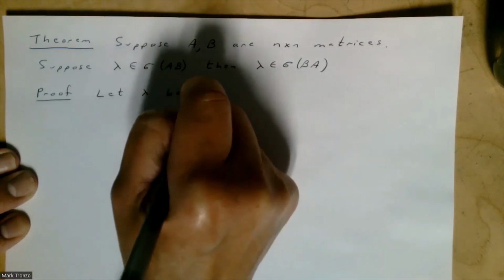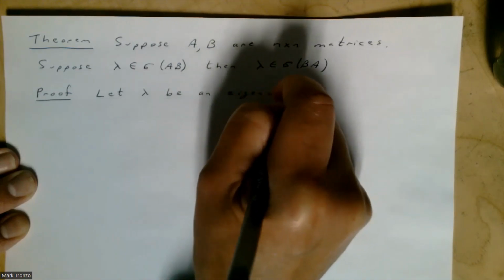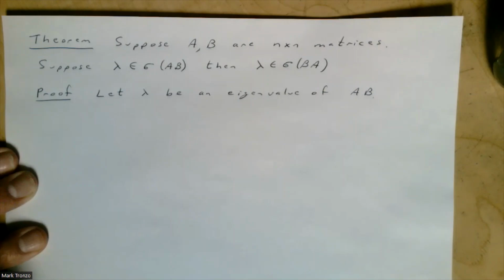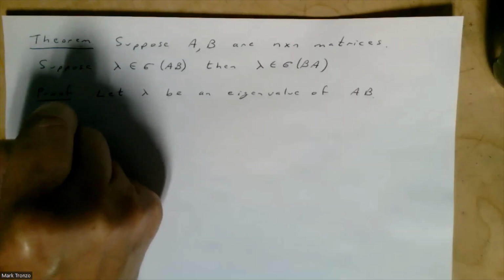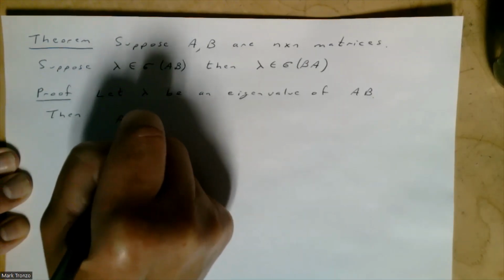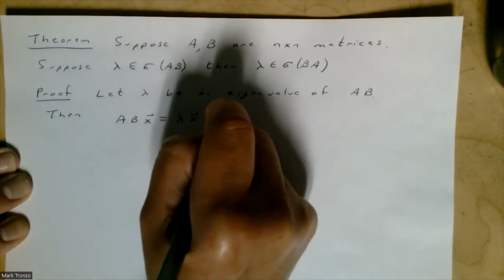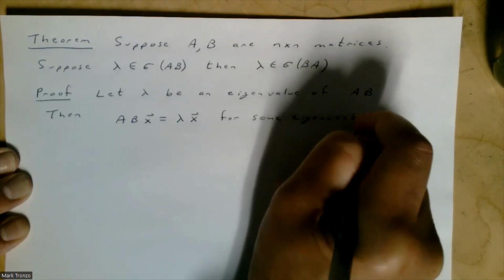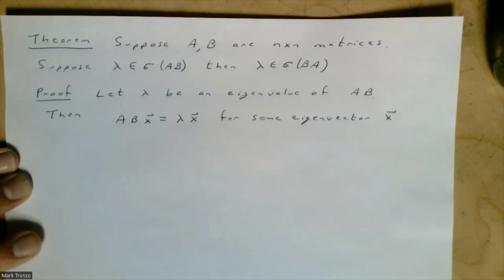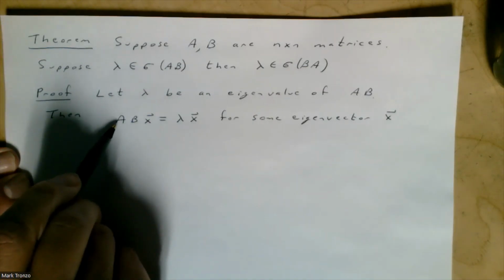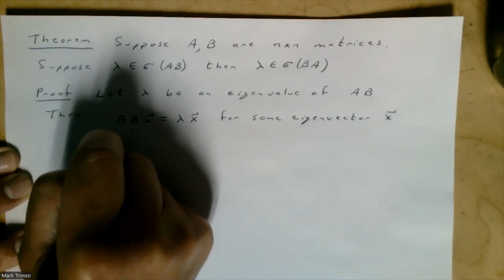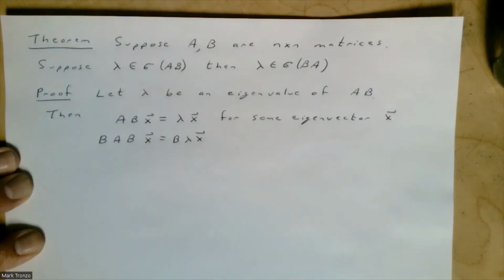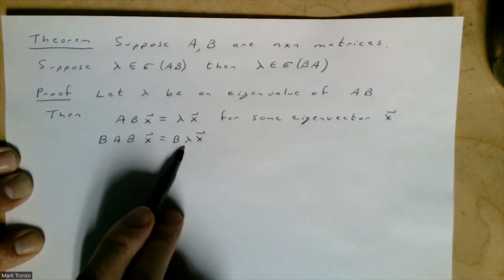Let lambda be an eigenvalue of AB. Then of course what that means is ABX equals lambda X for some eigenvector X. So now let's multiply on the left-hand side by B. So we'll multiply this by B on the left. And just like before, of course, a matrix will commute with any scalar.